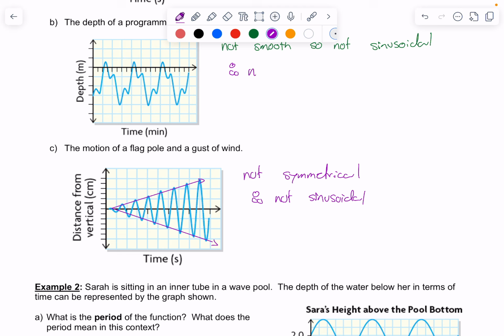Therefore, not sinusoidal. Sorry, I should have added that here. Sinusoidal.